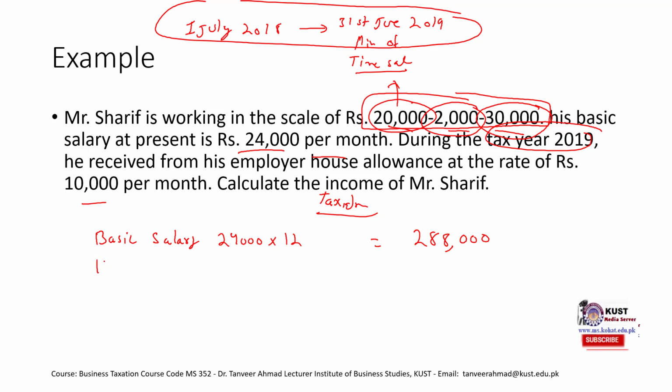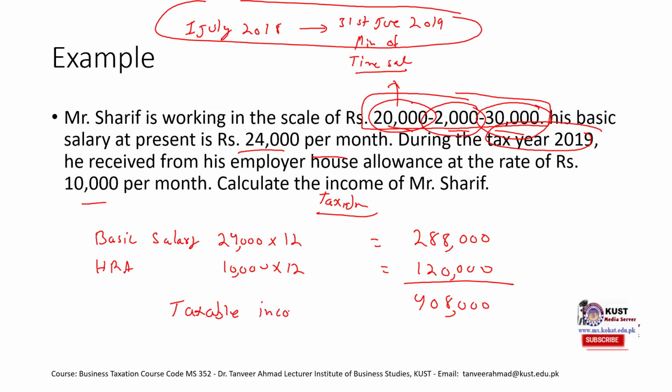Then we would add house rent allowance, and this house rent allowance is 10,000 rupees per month. So there are 12 months. It would be 1,20,000. So the total amount is 4,08,000. Now what is this amount? This amount is called taxable income. What does taxable income mean? It means the amount on which we would calculate the tax, right? So this is the amount on which we would calculate the tax.